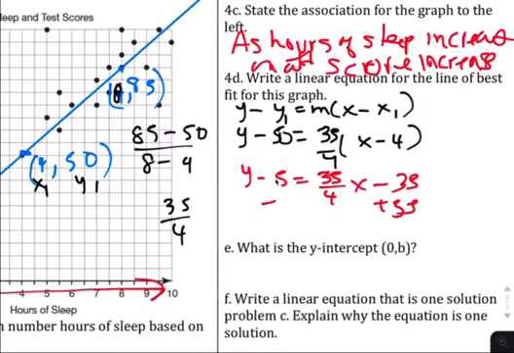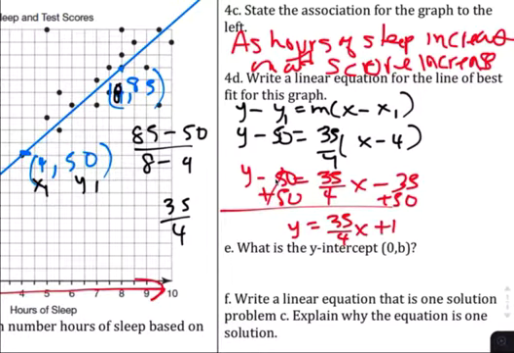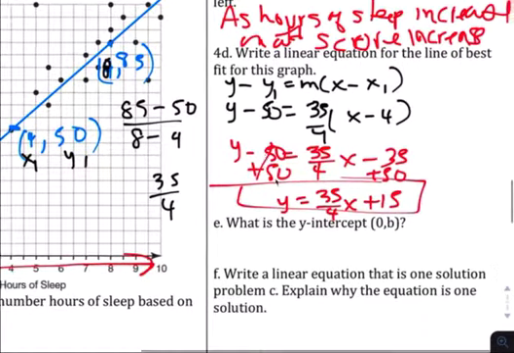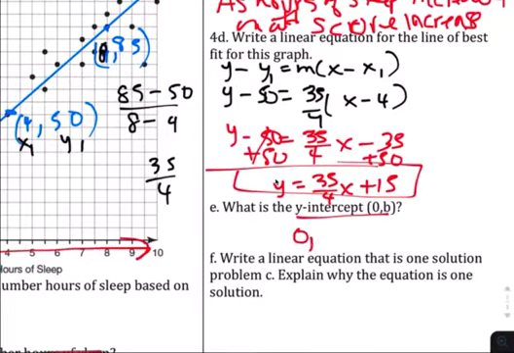Add 35. Y is equal to what am I doing? Not add 35, add 50. Oh my lord, sorry. Add 50 always. I'm really tired. Y equals 35 over 4x plus 15. That's the equation of a line. Your slope y-intercept is 0, 15, okay?